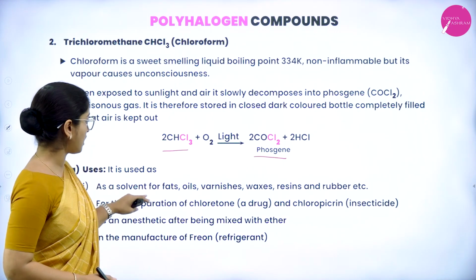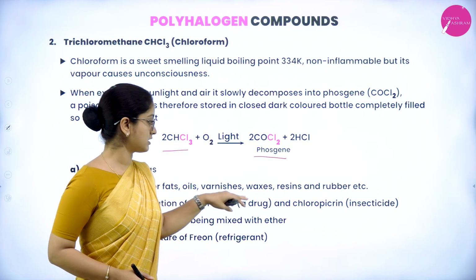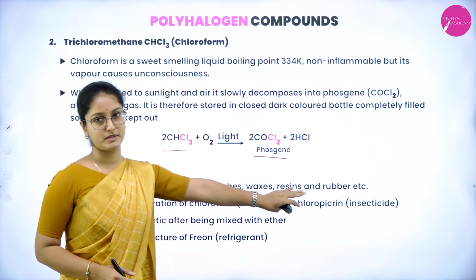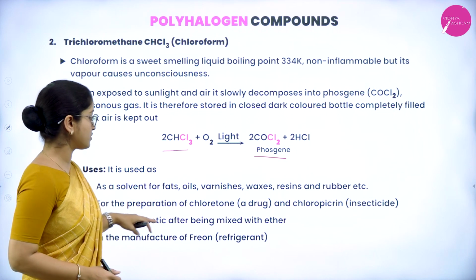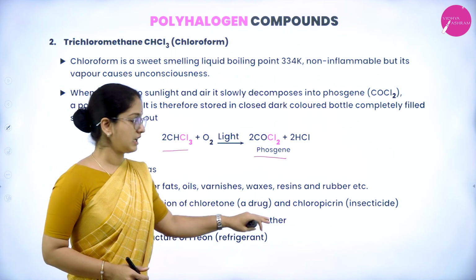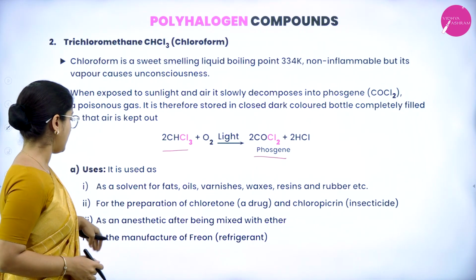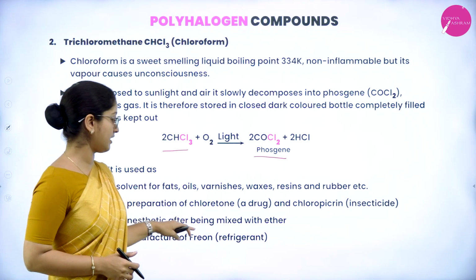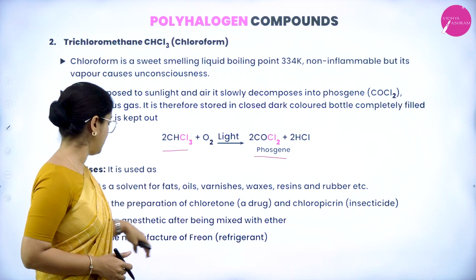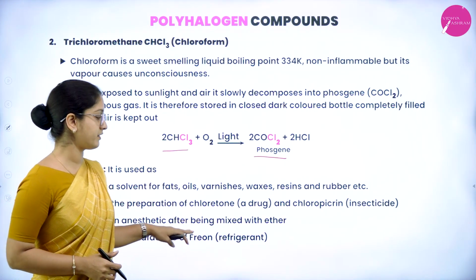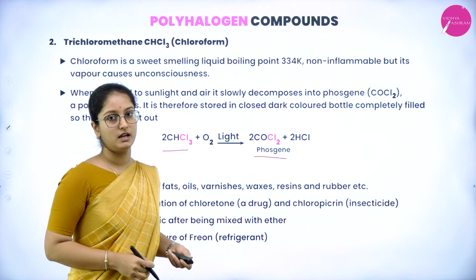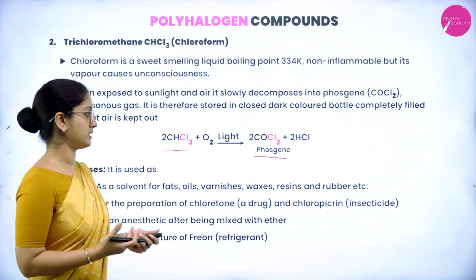So it is used as a solvent for fats, oils, varnishes, waxes, resins and rubbers, etc. For the preparation of chlorotone, that is a drug, and then chloropicrin, that is also an insecticide, and it is used as an anesthetic after being mixed with ether. Then it is used in the manufacture of freon. Freon is used in the refrigerator as refrigerant.